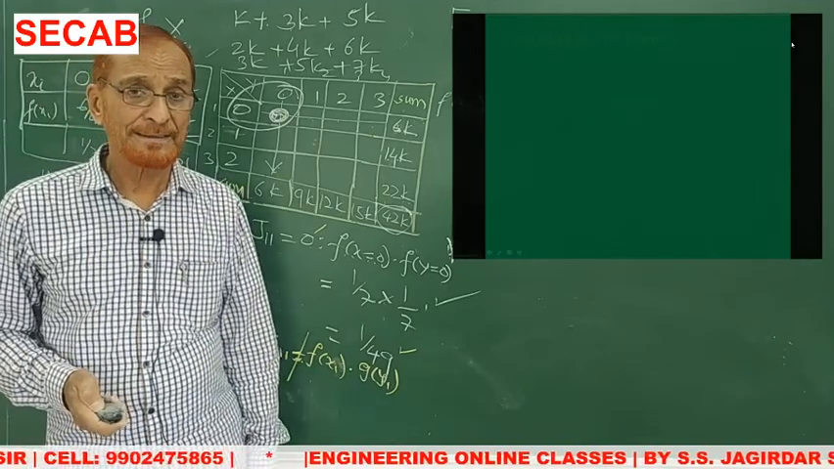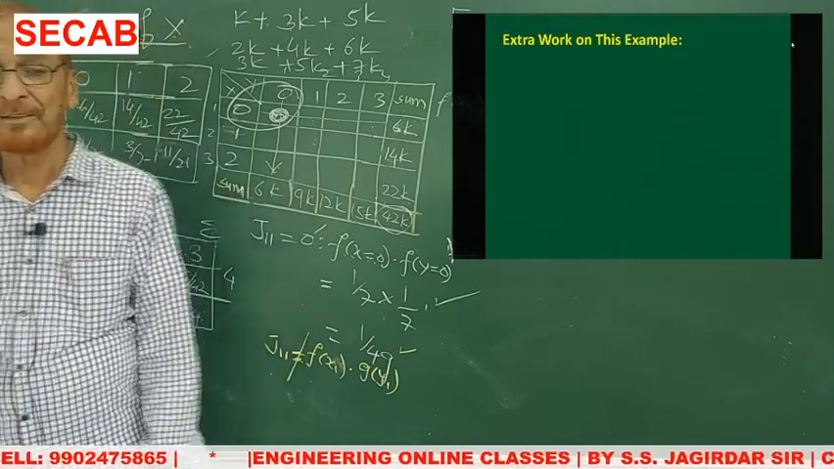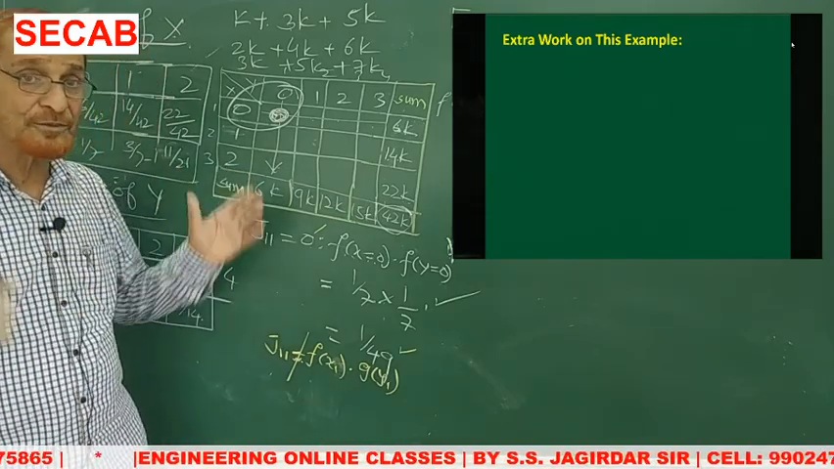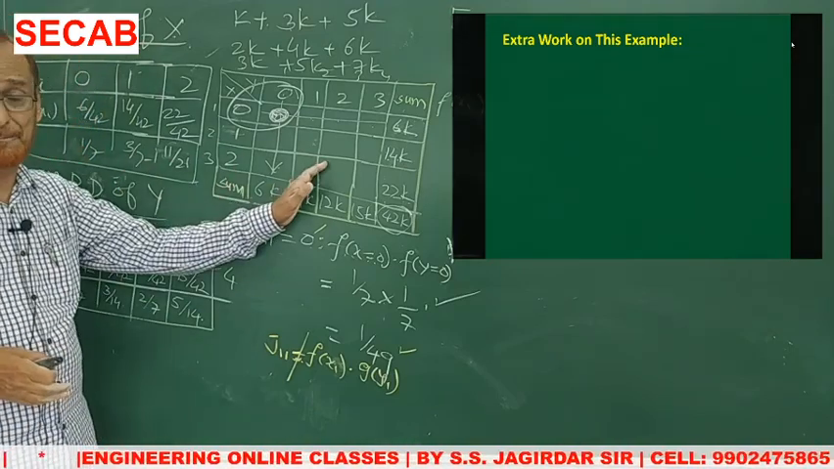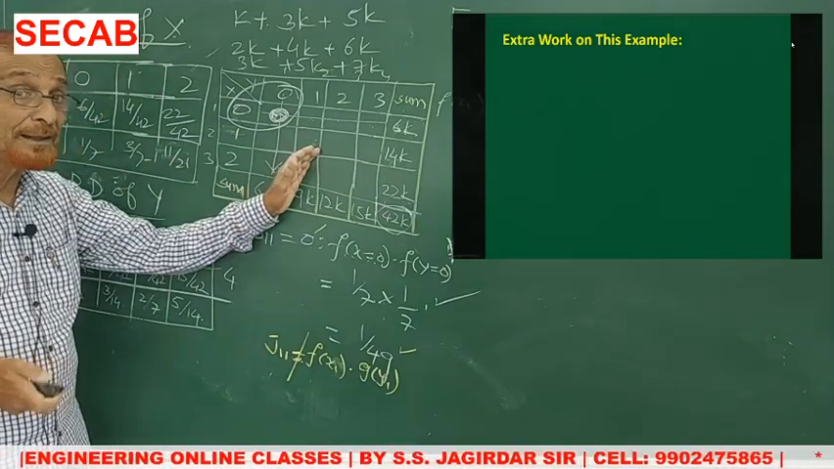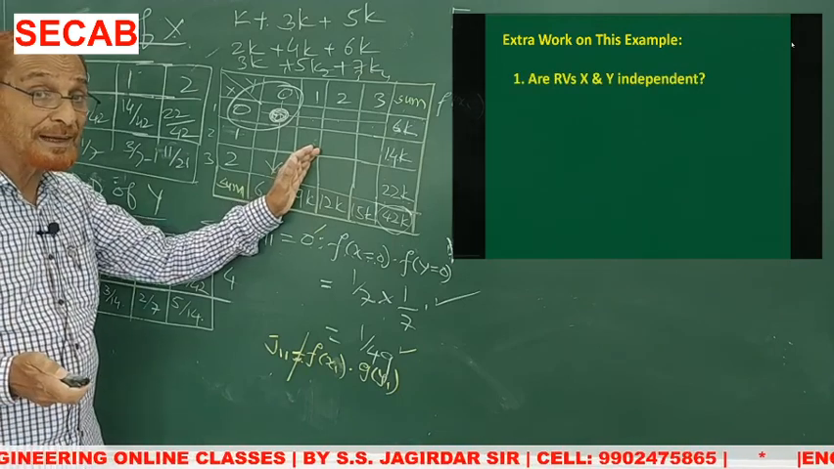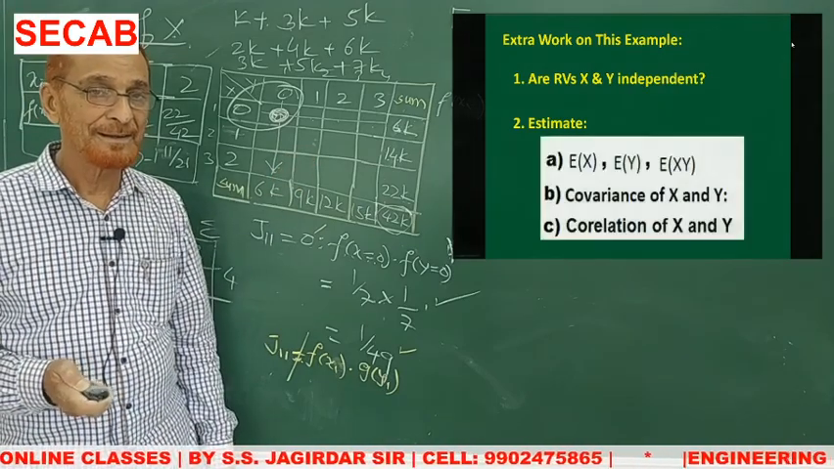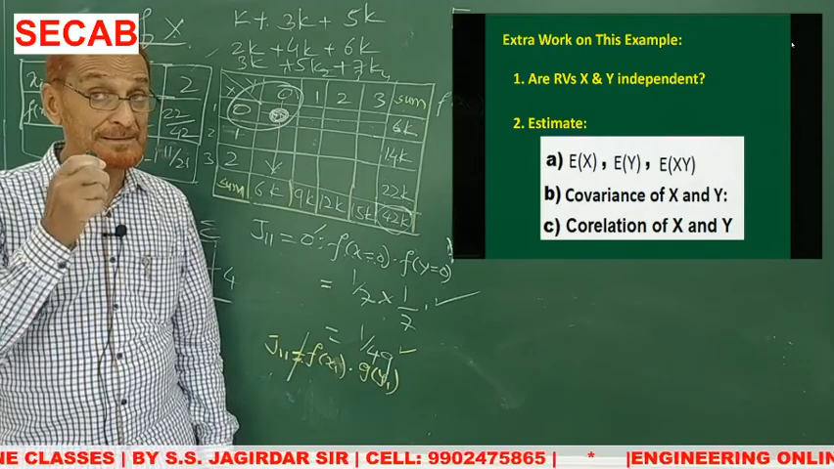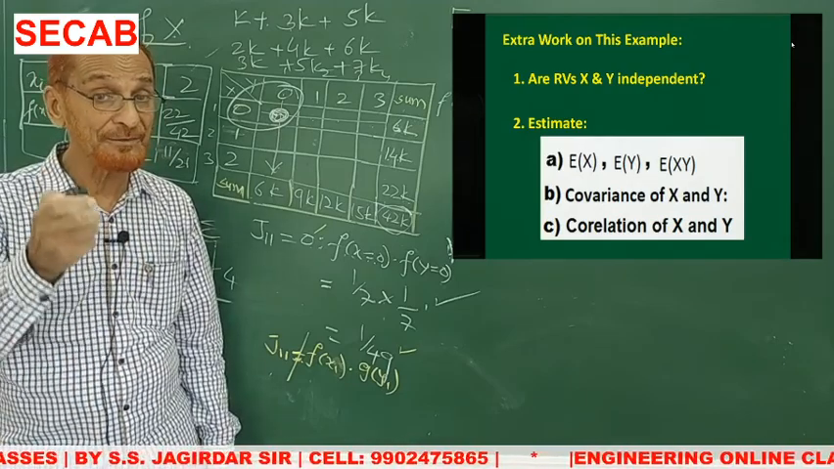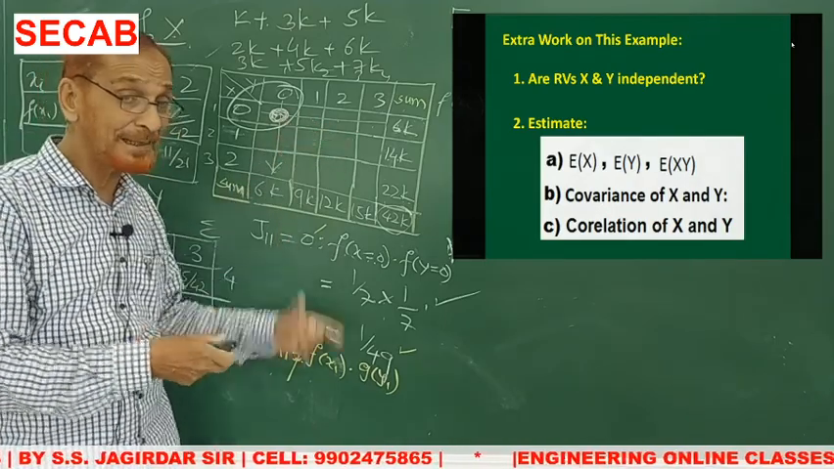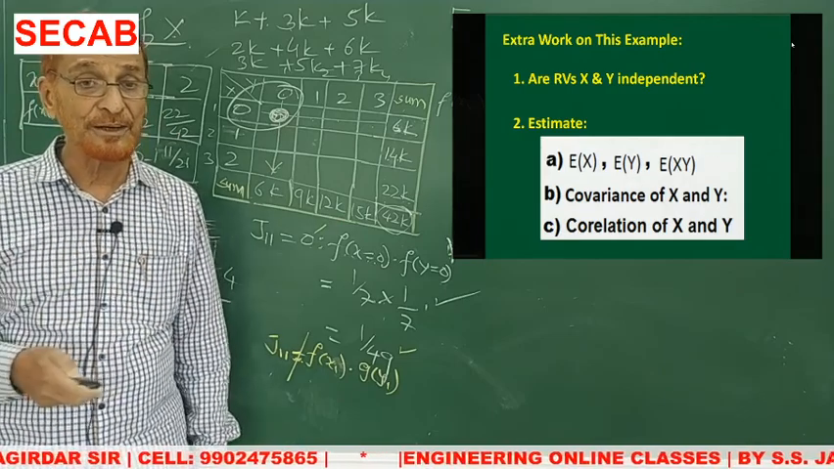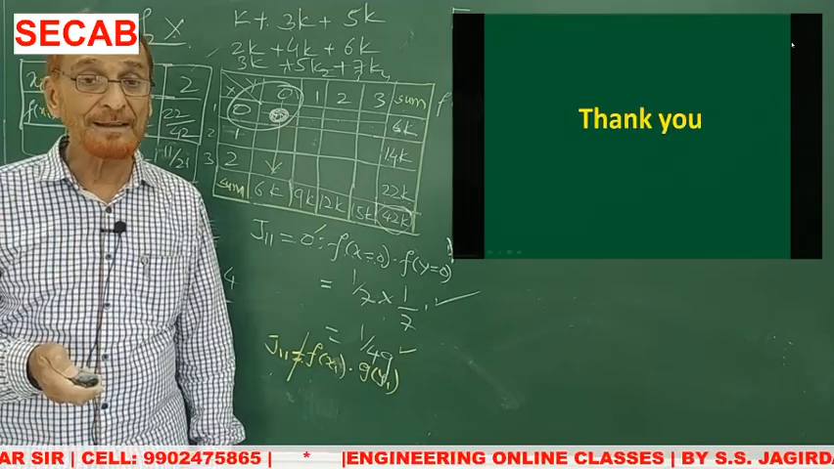Now next I am going for extra work. This extra work means, even suppose all those questions will not be there, directly he will give you the table, and he may ask you to estimate, first, the expectation of x, expectation of y, expectation of xy. On the basis of these three you have to find out the covariance of x and y, and the correlation of x and y. This also is possible.